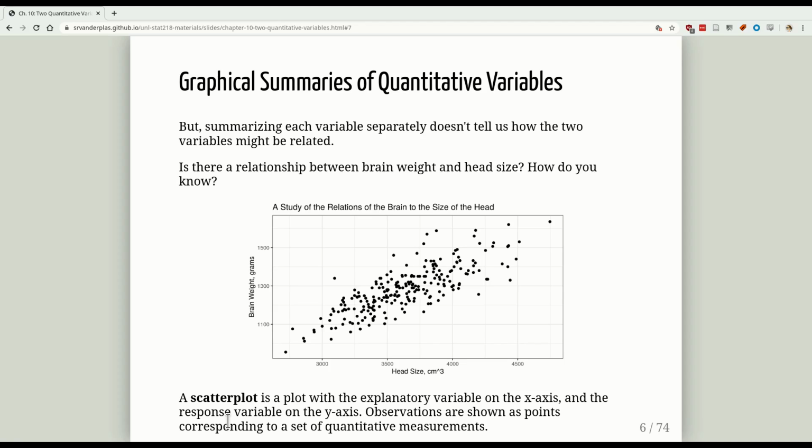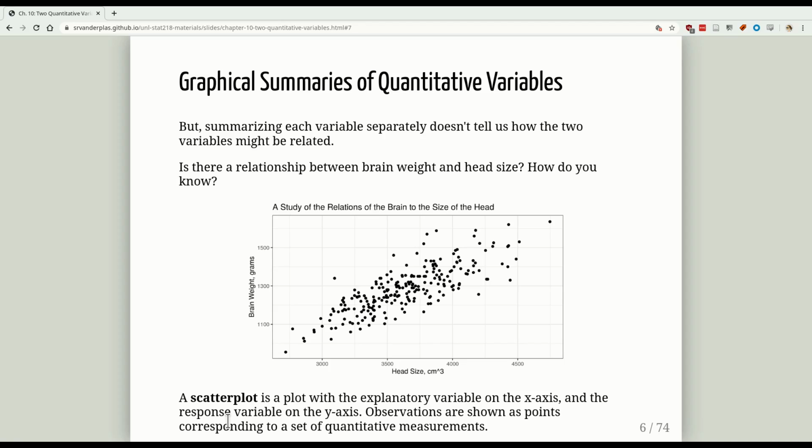Hopefully this isn't the first time you've seen a scatter plot, but when we look at this chart, we can start to puzzle out what the relationship is between brain weight and head size. Right? There's a pretty significant clustering of these points along one particular direction. How would we go about describing that relationship between brain weight and head size?